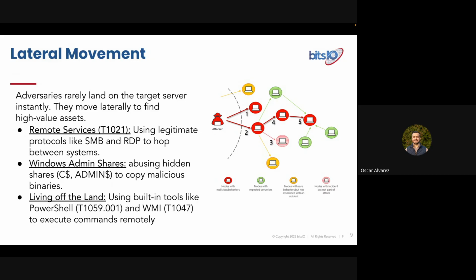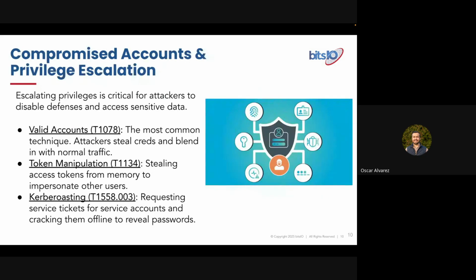And then another threat is compromised accounts and privilege escalation, which is obviously critical for attackers to disable defenses and access sensitive data. Again, some of the stuff that we were looking at before, like valid accounts, which they steal credentials to blend in with normal traffic, and token manipulation and Kerberoasting. So again, those technique IDs, when you're looking at the matrix, will give you information on what data, depending on your operating system or what's available, you can focus on.